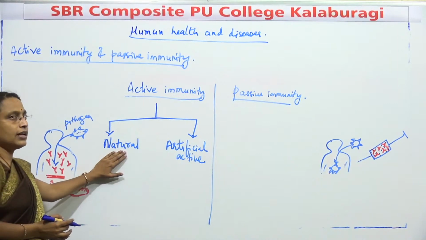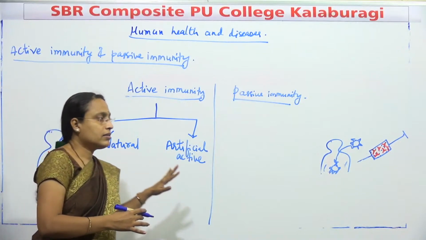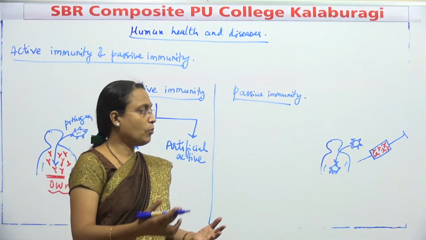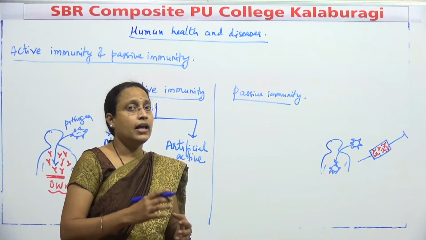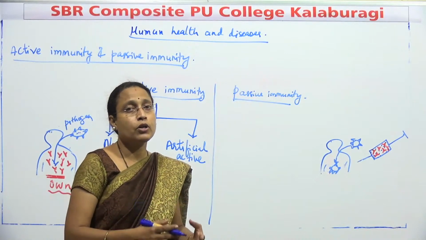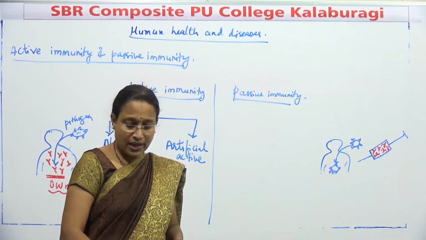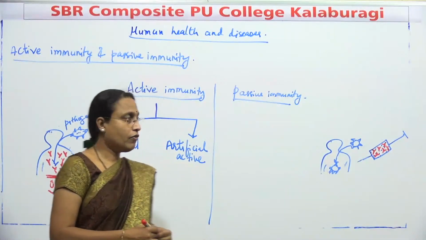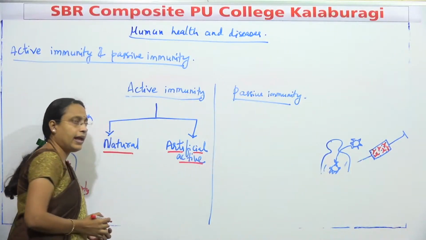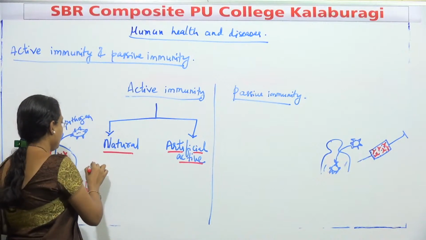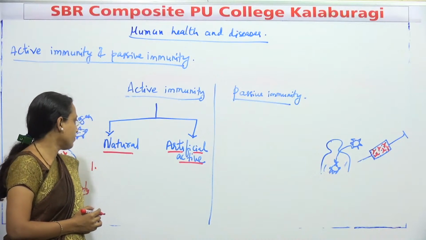What is natural is that the pathogen will naturally enter. Suppose a person stays in the environment and somehow a pathogen enters, and he will get the disease and he will recover from the disease. It means that a person can recover from the disease because he has produced antibodies against those pathogens. That is the best example that can be given for natural active immunity.